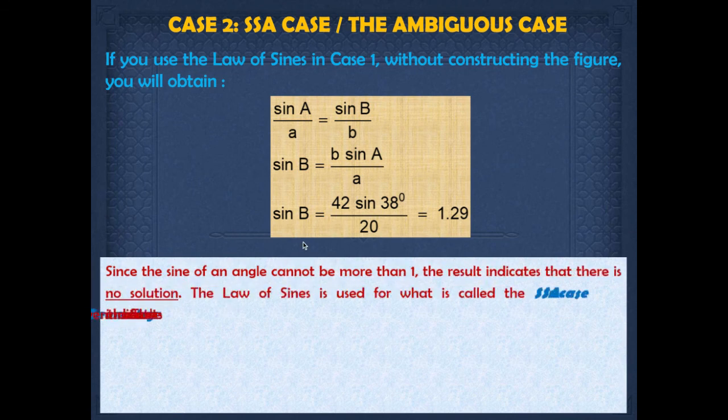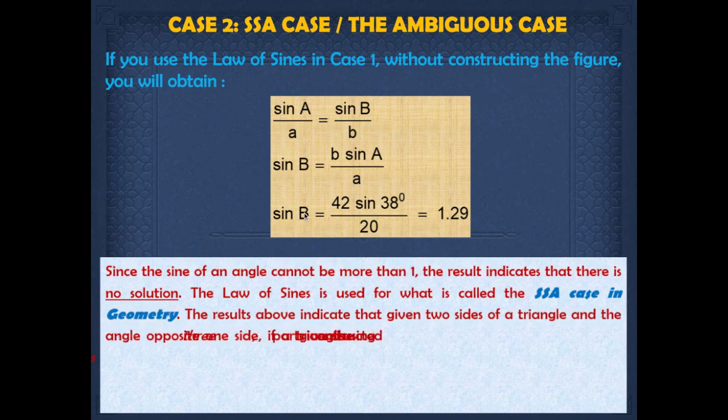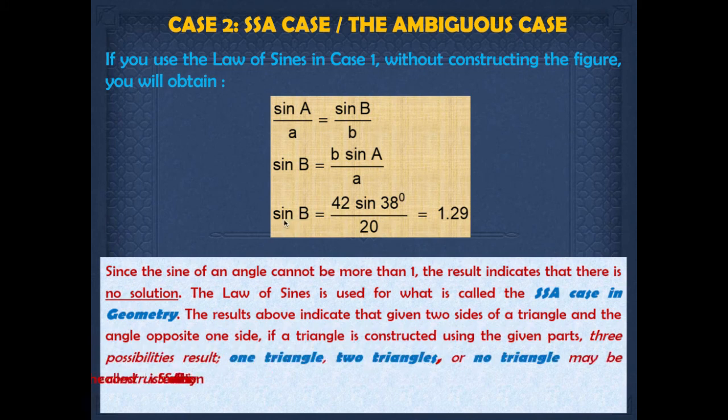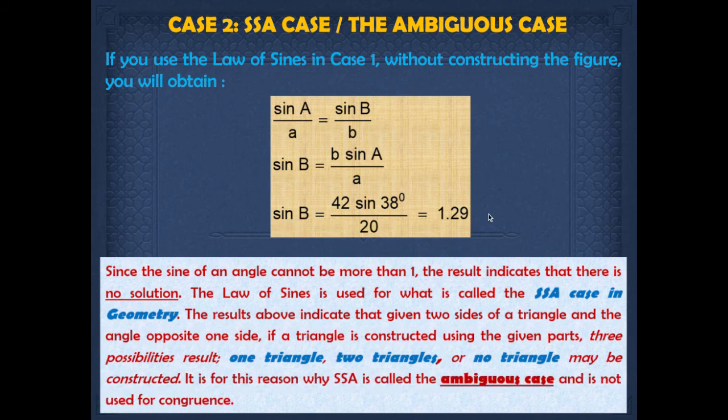Now, since the sine of an angle cannot be more than 1, notice that here sine of angle B is 1.29 and this is more than 1. Okay? So since the sine of an angle cannot be more than 1, then the result indicates that there is no solution. So from here, you can now conclude that there will be no solution because the value of sine B is greater than 1.